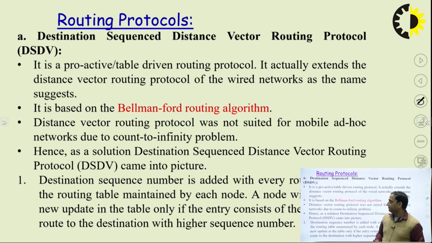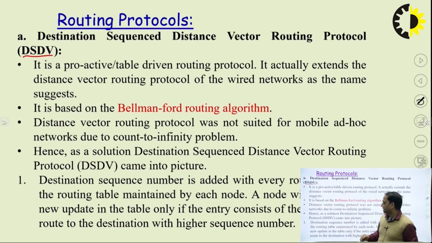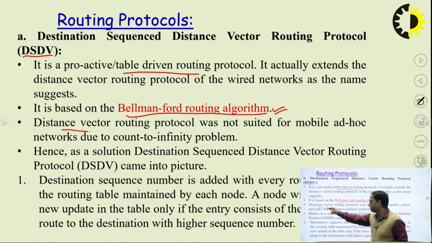One example of this proactive routing protocol, as I said, is the destination sequenced distance vector routing protocol, or in short DSDV. Again, this is a table driven routing protocol, and it is completely based on the Bellman-Ford routing algorithm. When you study data structures, you can study these different algorithms which are used here. DSDV is the advancement of the distance vector routing, DVR.